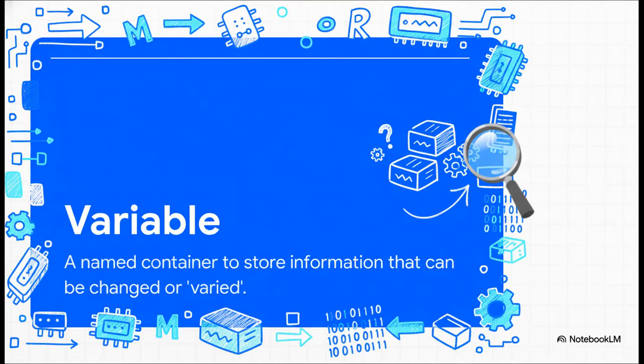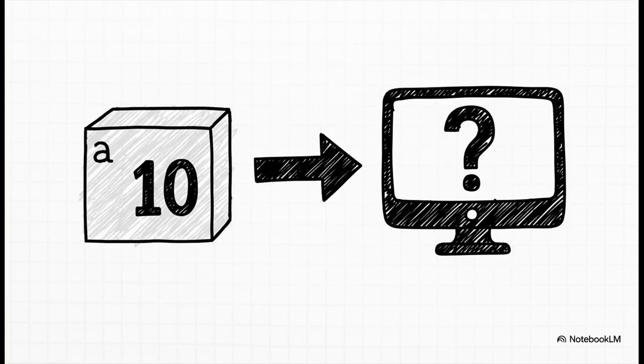And that little labeled box, it has an official name. It's a variable. It's just a named container for a piece of information that, and this is the really important part, can be changed or varied later on. Hence the name.